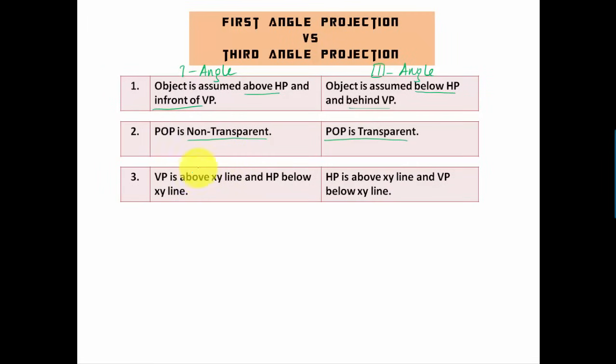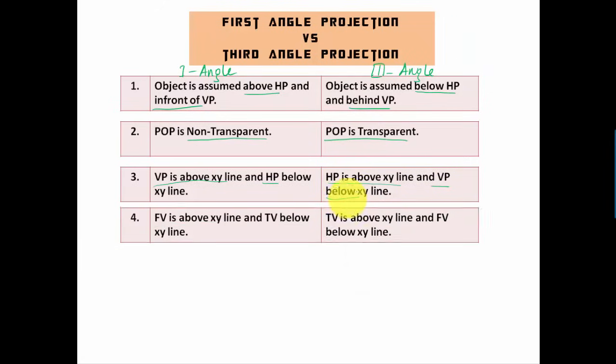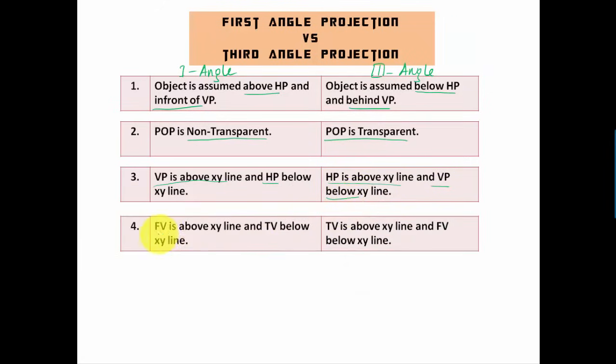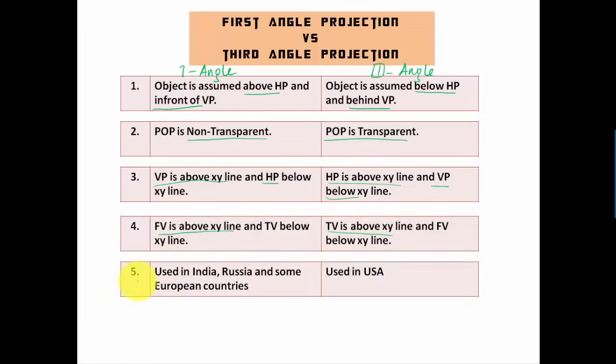Moving ahead, VP is above XY line obviously, and HP below XY line. And when you speak of third angle projection, HP is above XY line and VP is below XY line. Fine. Moving ahead, we have the front view. Obviously, if VP is above XY line, that means the front view is going to be above, and here the top view is above XY line. Okay, moving ahead, we have one more important point.